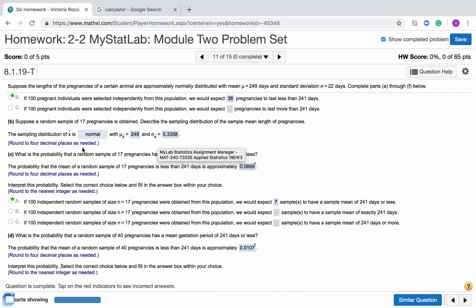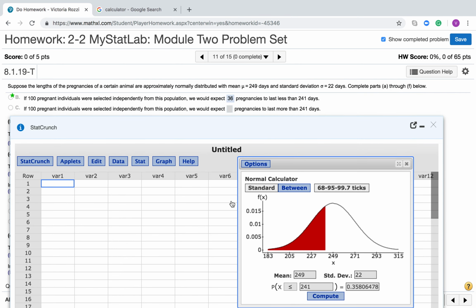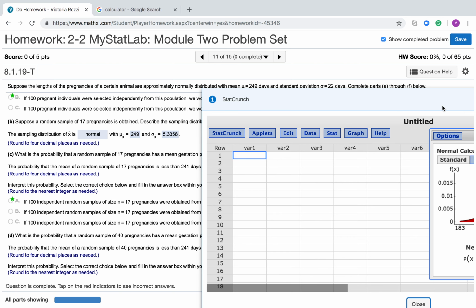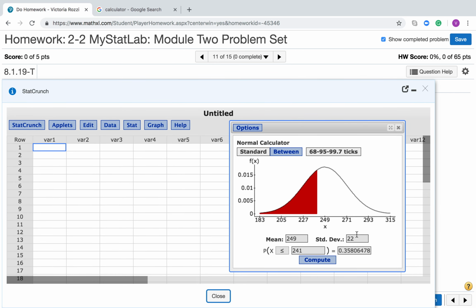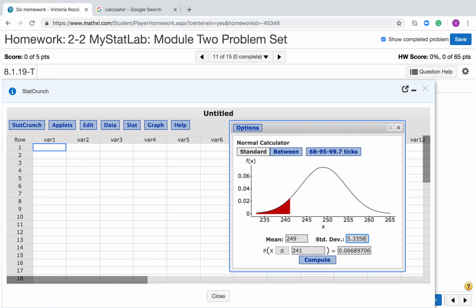Okay? Now, in this case, they're saying, what is the probability that a random sample of 17 pregnancies has a mean gestation period of 241 days or less? So what we're going to do here is we're going to go and change our random distribution that we did before, our normal distribution. So I'm going to go over here, and I'm still going to keep my mean at 249, but remember, we now changed that to 5.3358 for our standard deviation. So 5.3358.